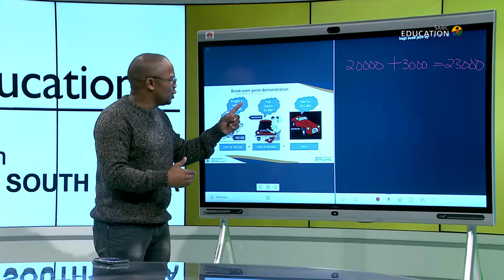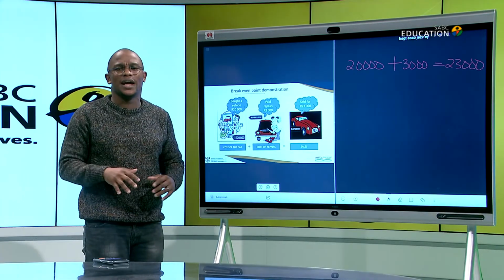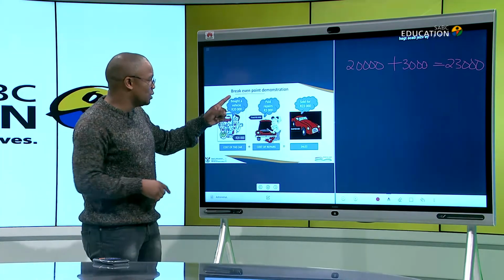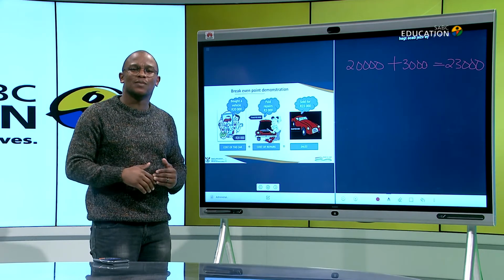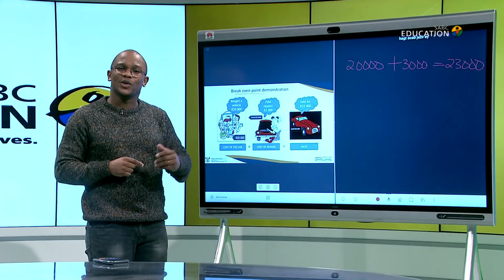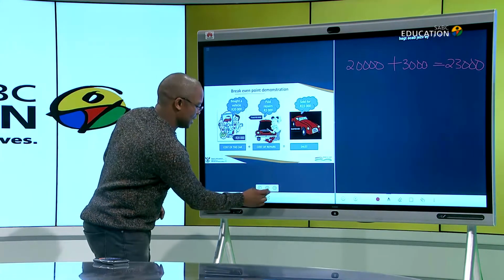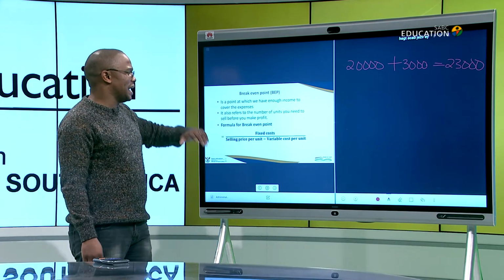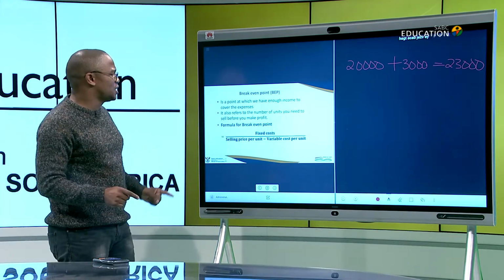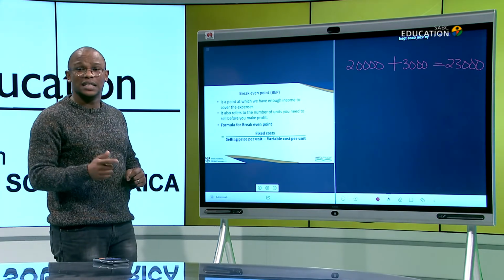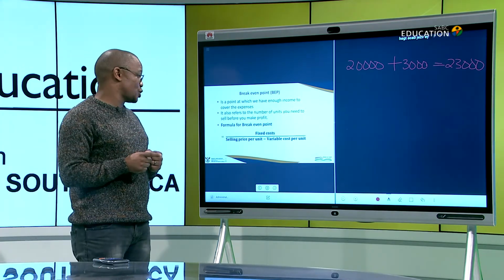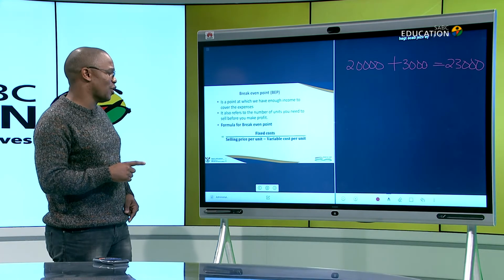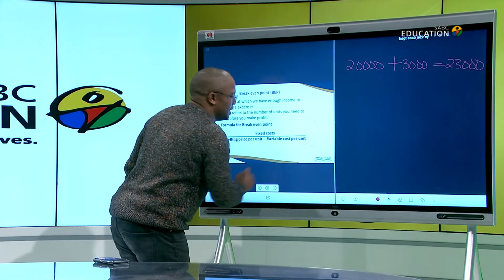You calculate your break-even point before you can do anything. The first thing in manufacturing, you calculate your break-even point first, which will be a guidance as to how many units must you produce first before you can get a profit. Let's check an activity. Okay, here's an explanation. We said break-even point is a point at which we have enough income to cover the expenses. It also refers to the number of units you need to sell before you make the profit. This is very much important.